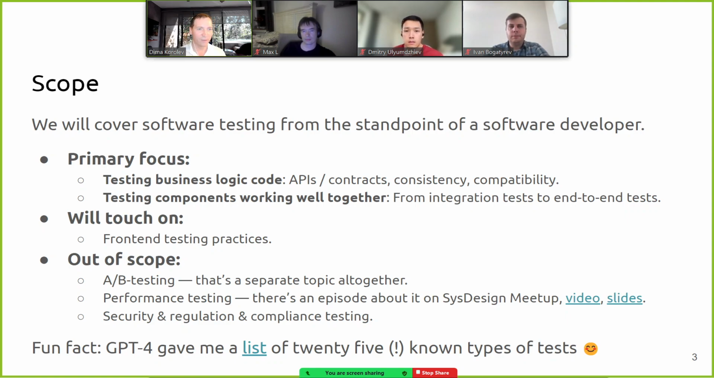What we will not cover: we will not do A/B testing. To me, it's a totally different conversation. It's really fun, it's really interesting, especially when money is involved, like A/B testing ads, or different entry screens, different promotional materials. To me, it's really far from the actual testing topic.